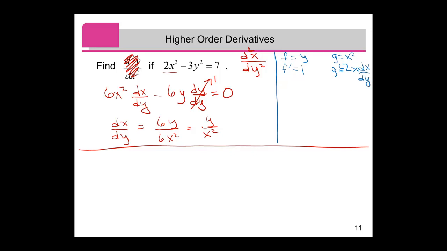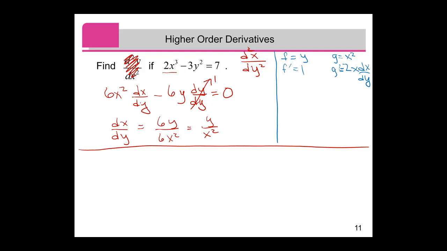Nick, did you say something? So why wouldn't it be x prime there for g prime? It is dx dy. I have dx dy. Okay. See it? Yeah. Okay, good.